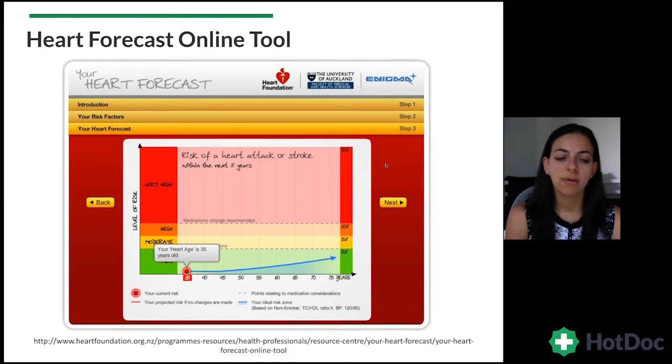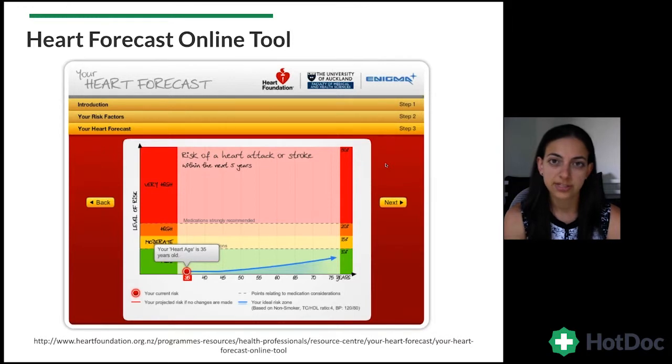So what they looked at is, maybe we can present this information in a slightly different format, just for the sake of communicating that risk. And the result of this is a tool that's being trialed at the moment, but it is available for anyone to access, and it's even available online for free. It's what they call the Heart Forecast tool.